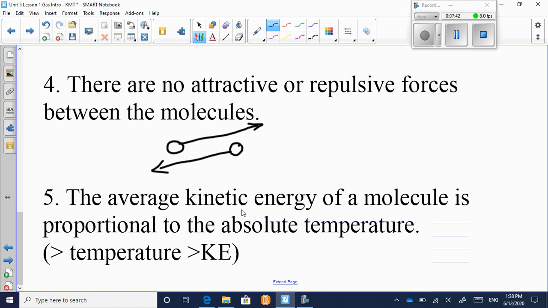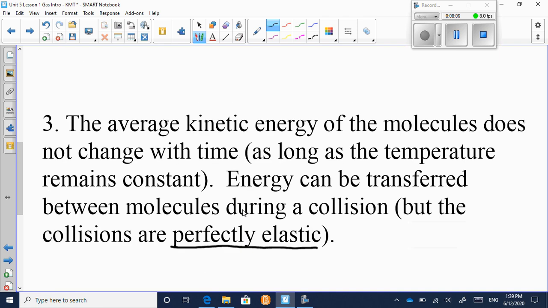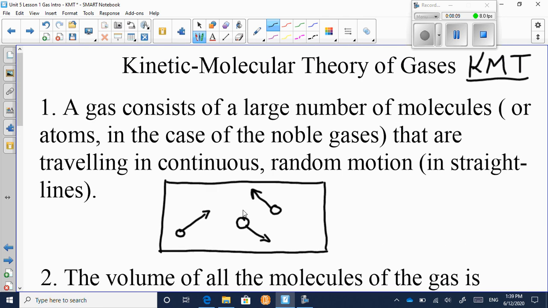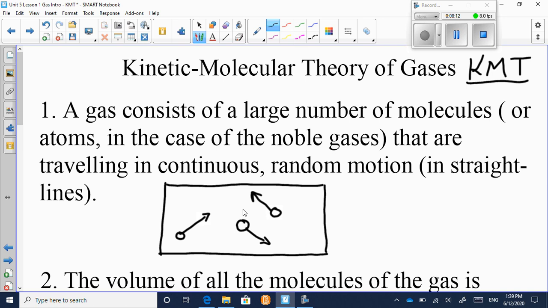And finally, the fifth point in this theory is that the average kinetic energy of a molecule is proportional to the temperature. So in other words, if you increase the temperature, you increase the kinetic energy. So the hotter the gas becomes, the faster they move. Okay? So these are the 5 key things that are going to help us to explain why gases behave the way they do. So this is what chemists came up with as the theory behind it.